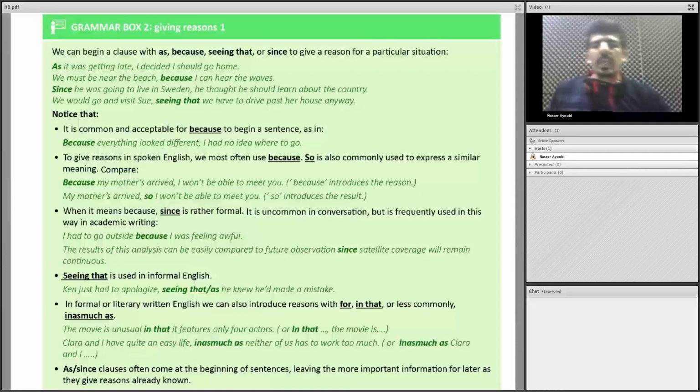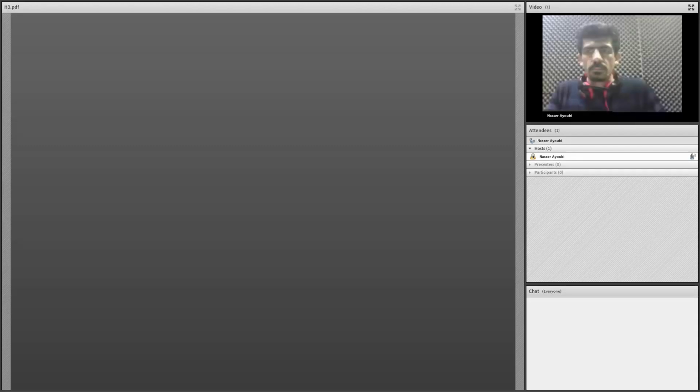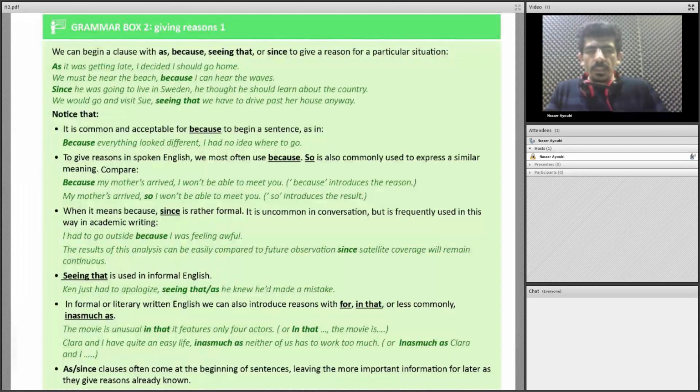Example for seeing that or seeing as. We may as well go to the concert, seeing as we've already paid for the tickets. She had to support him, seeing that she had chosen him herself against the opinion of many. Seeing as this man is a doctor, I would assume he is intelligent.